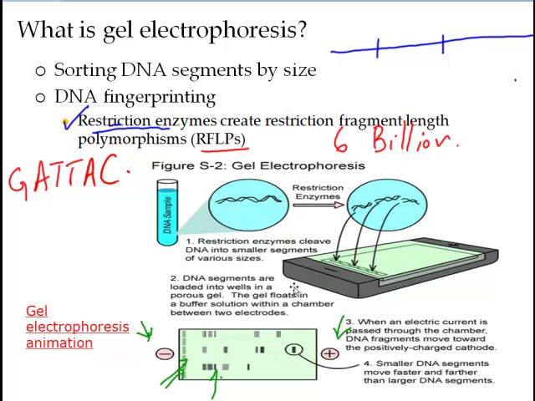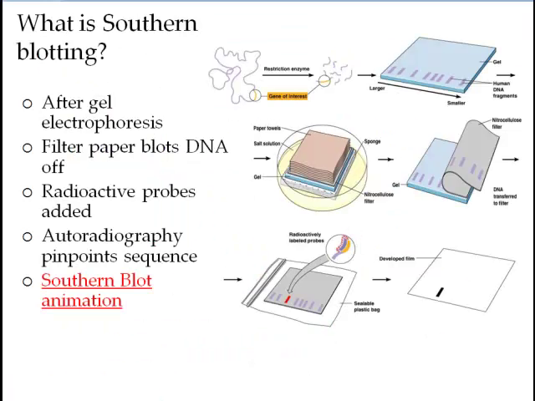And when electrical current is run between these two segments, the DNA fragments move towards the positively charged particles, and also based on their segment size. Now, after gel electrophoresis is done, which is shown to you up here on the first diagram, you have the gene pool. The gene of interest has been isolated and then applied. The next step is the Southern blot.